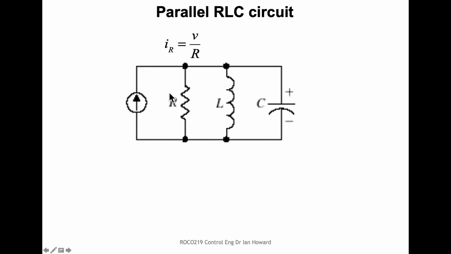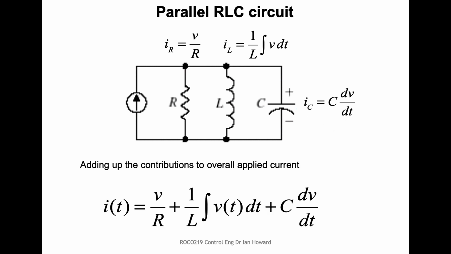So obviously, the current going through the resistor is going to be V/R. The current going through the inductor is going to be 1/L times the integral of V dt. And the current going through the capacitor is going to be C dV/dt. So we can add up all of those contributions, giving us our final equation. The current going into the system equals V/R for the resistance path, plus 1/L times the integral of V dt for the inductance path, plus C dV/dt for the capacitance path.